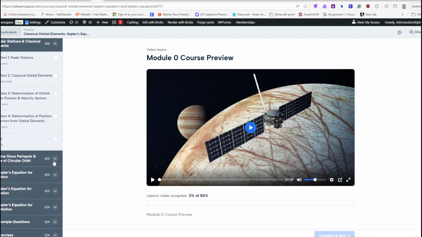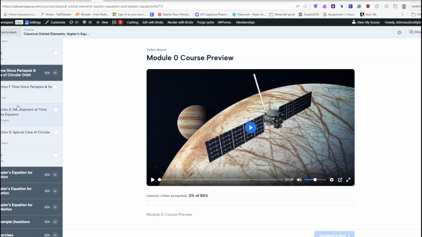in the module. Module 2 is about time-since periapsis and special case of circular orbit. This module is divided into sections as follows. Module 2 Section 1, time-since periapsis and its applications. Module 2 Section 2, development of time-since periapsis equation. Module 2 Section 3, special case of circular orbit is described, and Module 2 quiz is given for students to be able to recap what was learned in the module.